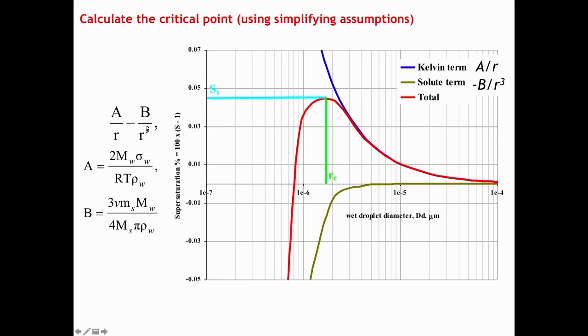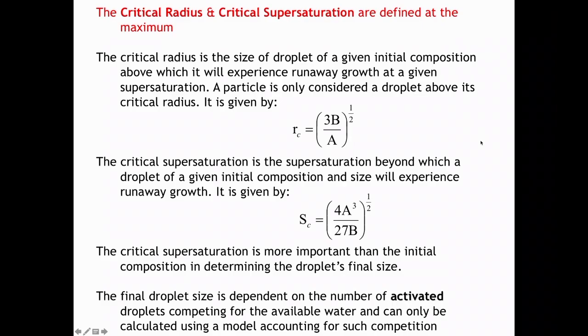So we know what they are, so it's possible to work out what the Kelvin term is, to work out what the solute term is, and to work out what the critical supersaturation is, because the critical radius and the critical supersaturation have these relationships.